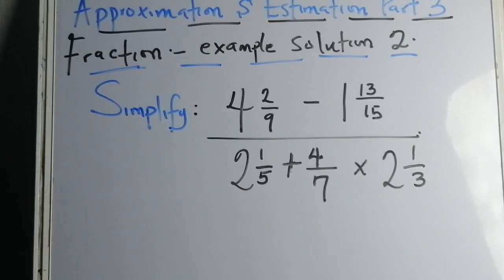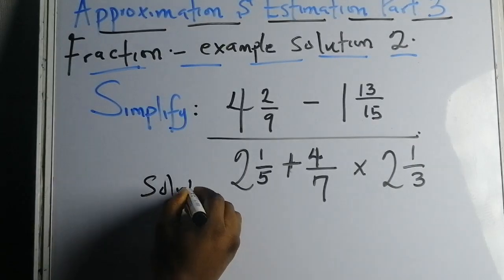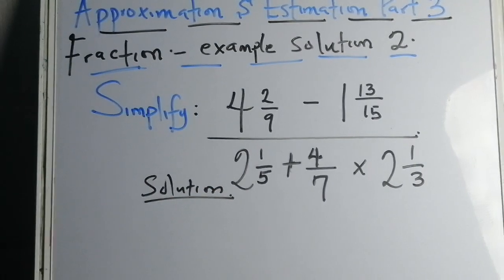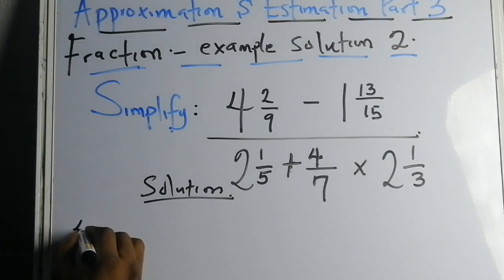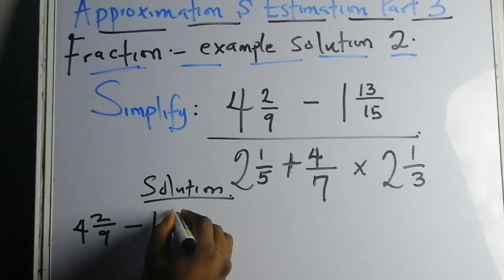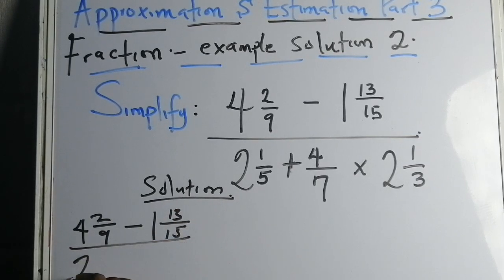So let's just go straight to the solution here. Let me just write the question: 2 whole number 2 over 9 minus 1 whole number 13 over 15, all over 2 whole number 1 over 5 plus 4 over 7 times 2 whole number 1 over 3.